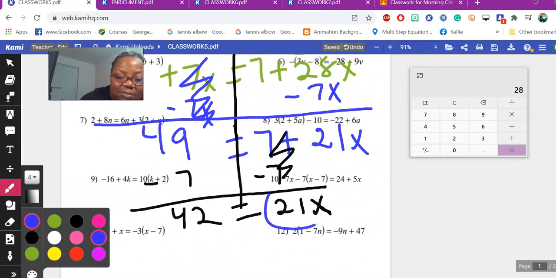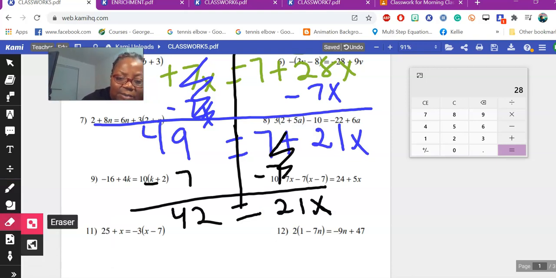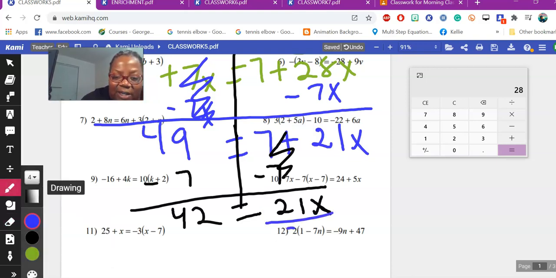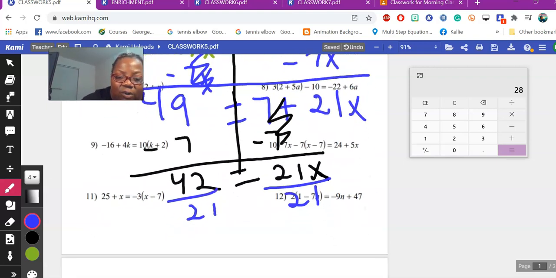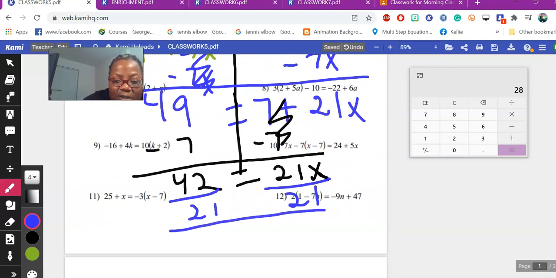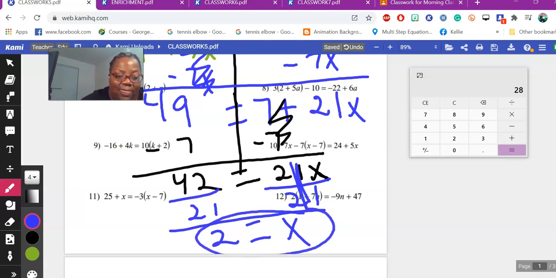You know that this means multiply, so you will do the opposite, which is divide. Divide out that 21. 42 divided by 21 should give me 2. That cancels out, leaving x. 2 equals x for that one.